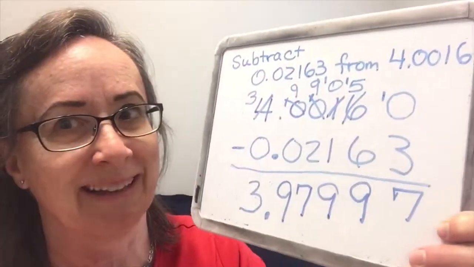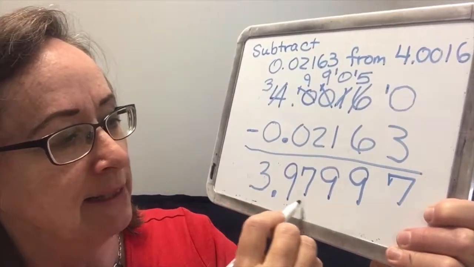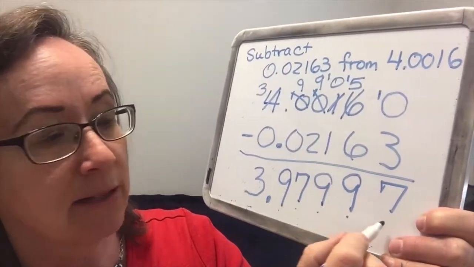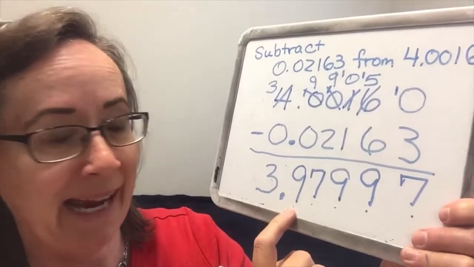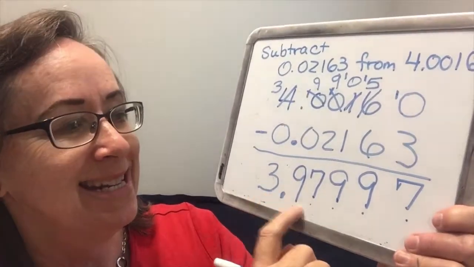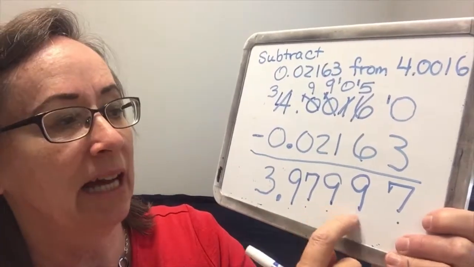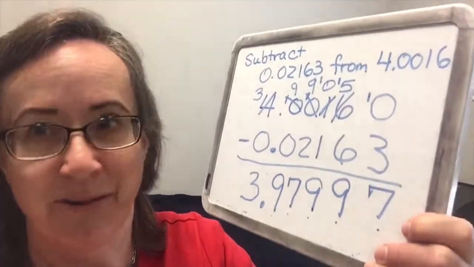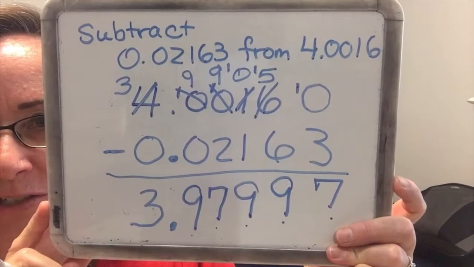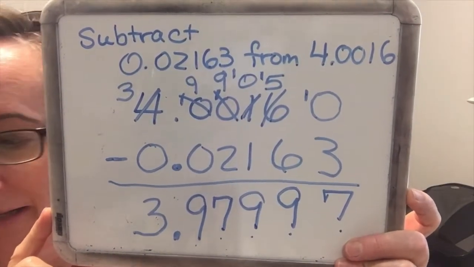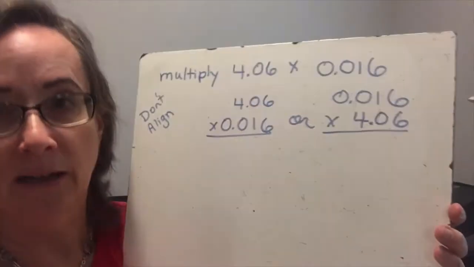So now let's read that decimal. Ready? So tenths, hundredths, thousandths, 10,000ths, 100,000ths. Remember that. So 3 and 97,997 hundred-thousandths. There you have it. There's your subtraction there. And now we're going to practice multiplying and dividing our decimals.